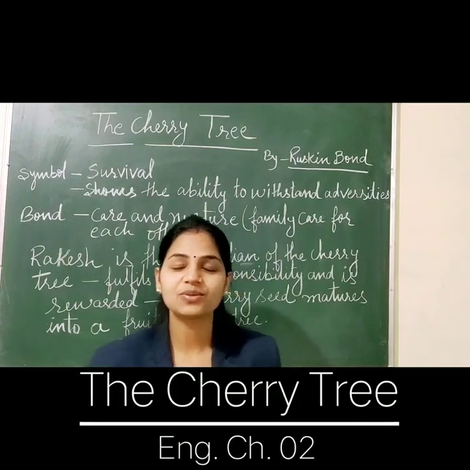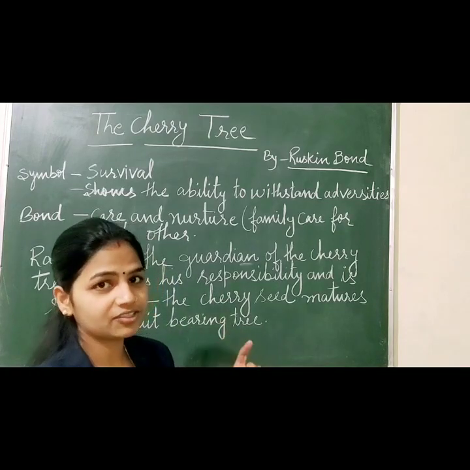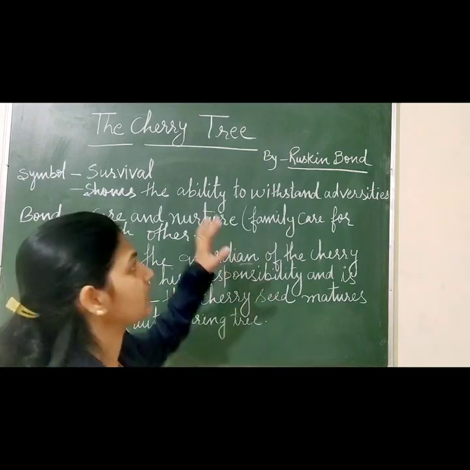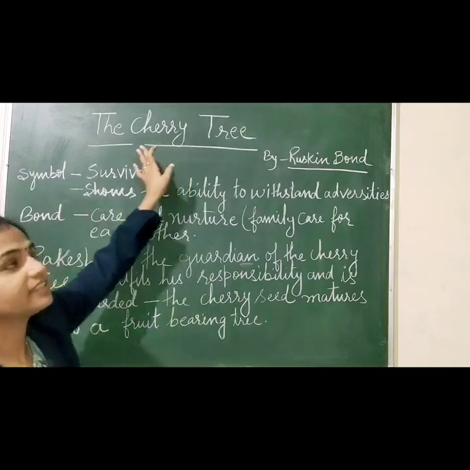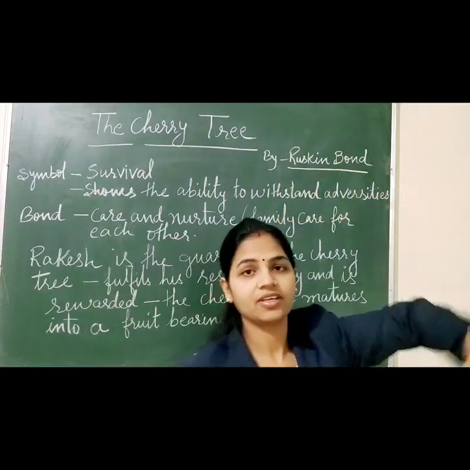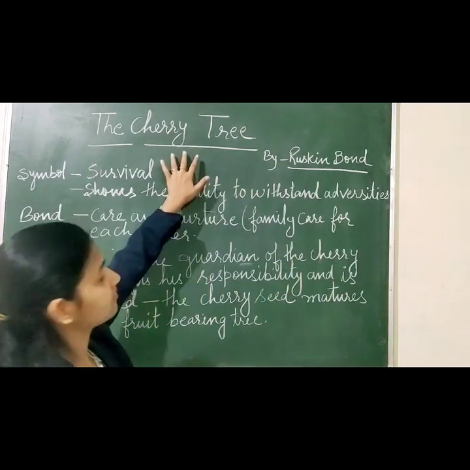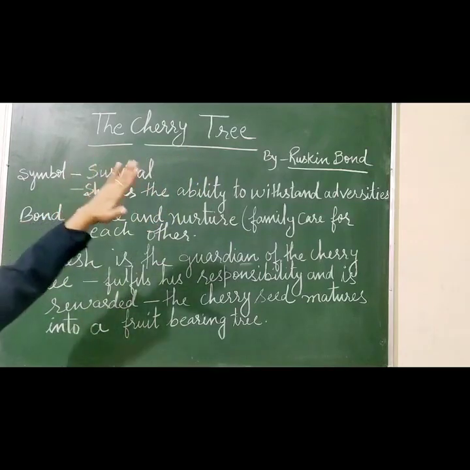Hello everyone. So today in this video we are going to see class 7 English chapter number 2, and the name of the lesson, which I have already written here, is The Cherry Tree, written by Ruskin Bond. So now here we will see. First let me clarify the title of the story, The Cherry Tree.